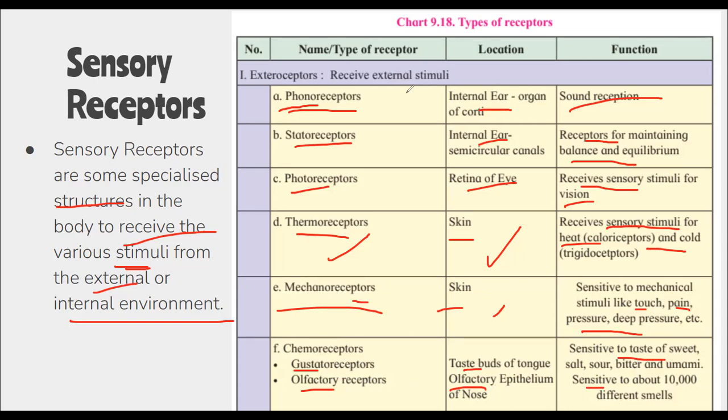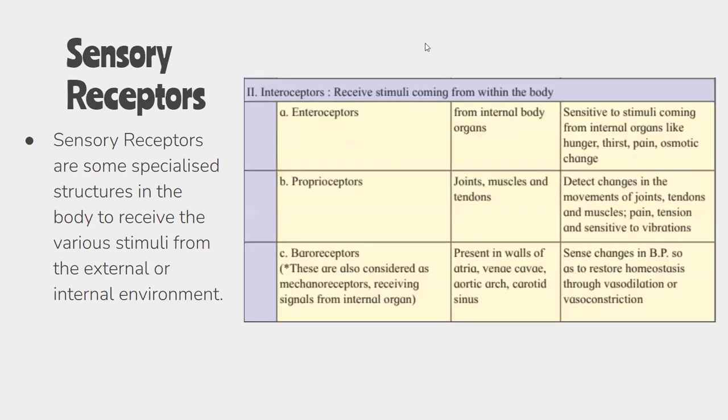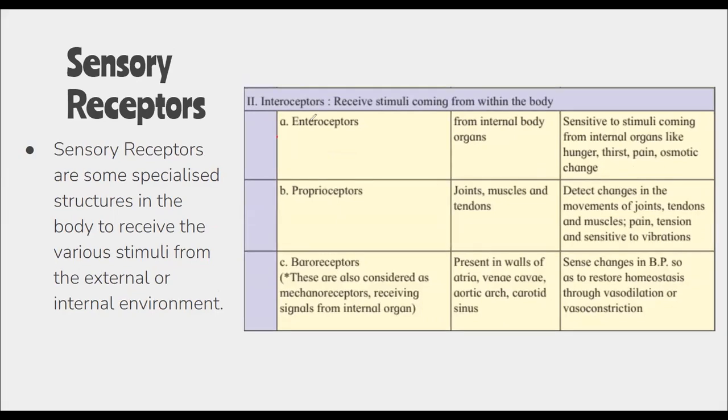Moving forward, there are a few more receptors. This is the table which is there in your textbook. Then you have interoreceptors. The earlier ones which we were discussing were exterior; these are interior. That is, they will receive information coming from within the body. They are present in the internal body organs and receive information from the organs, like hunger, thirst, pain, changes in the osmotic balance, like that.